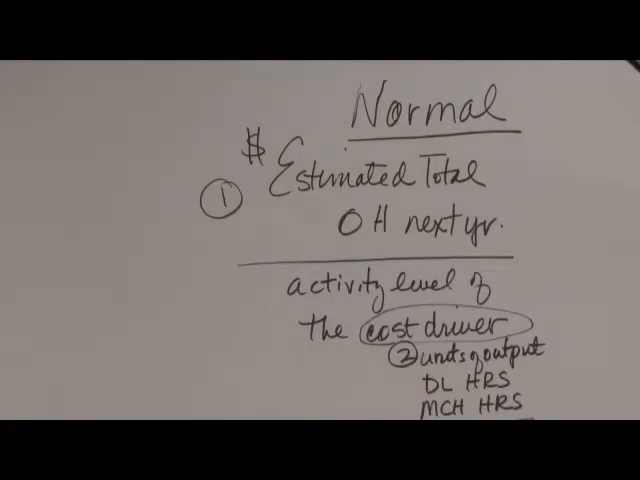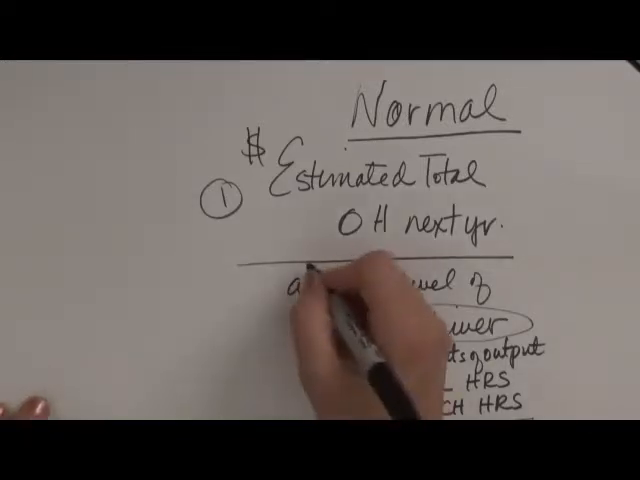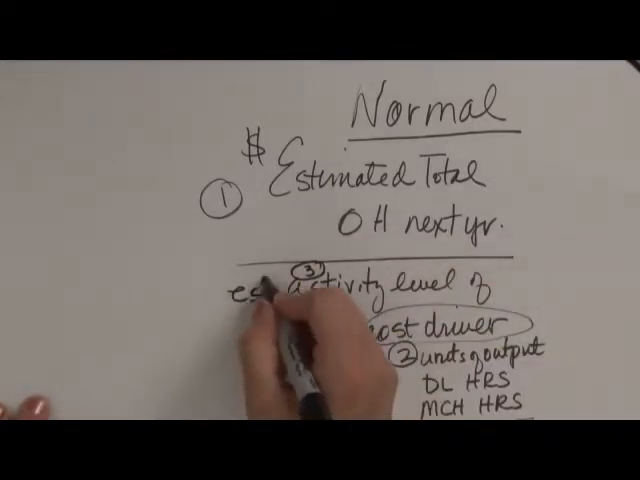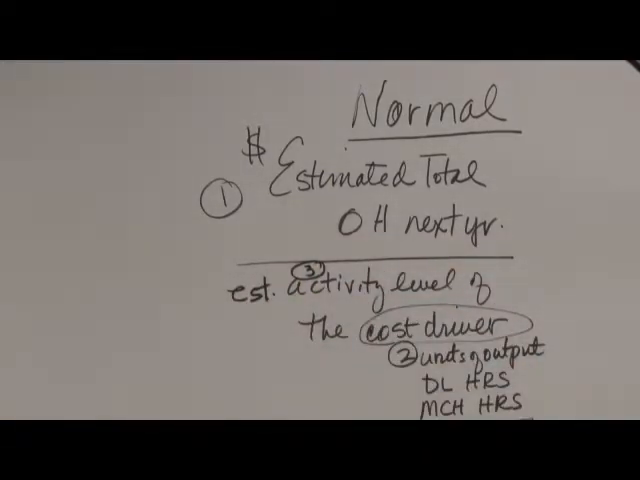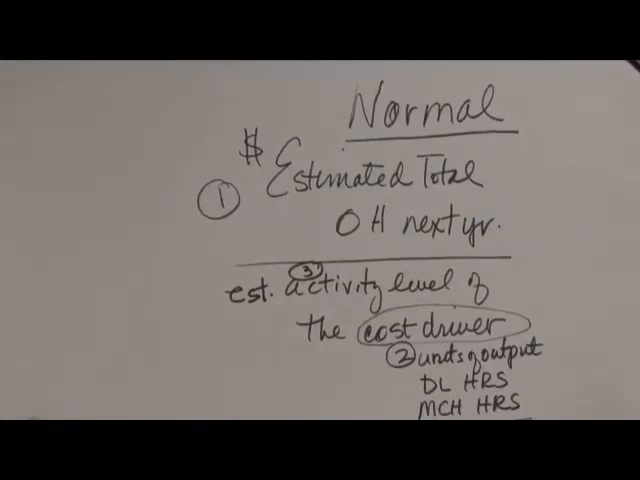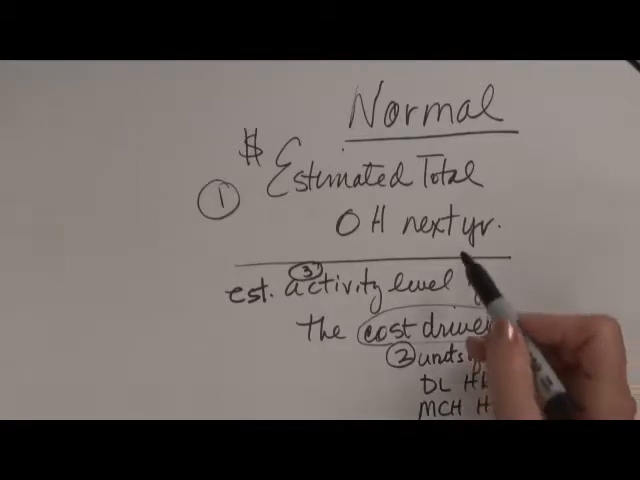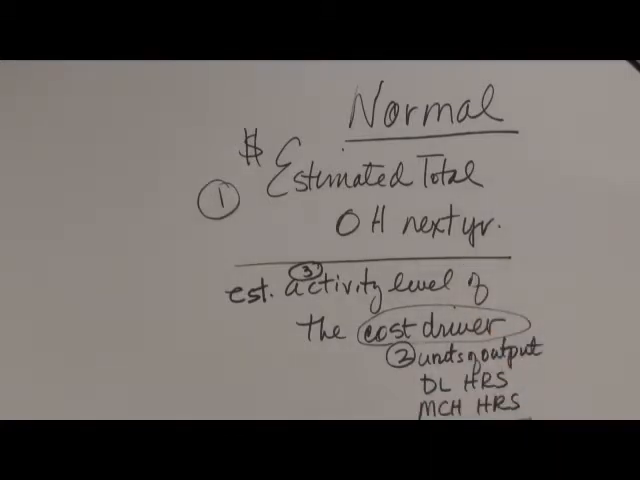And again, this depends on the nature of your manufacturing operation. The third thing we have to do is then to estimate the activity level of the cost driver. In other words, if we choose machine hours, we're going to estimate how many machine hours we will use for the upcoming year. So 2 estimates are necessary. We estimate total overhead, and we also estimate the activity level of our chosen cost driver.